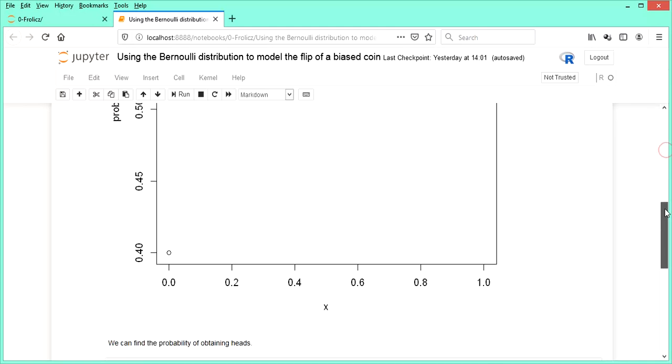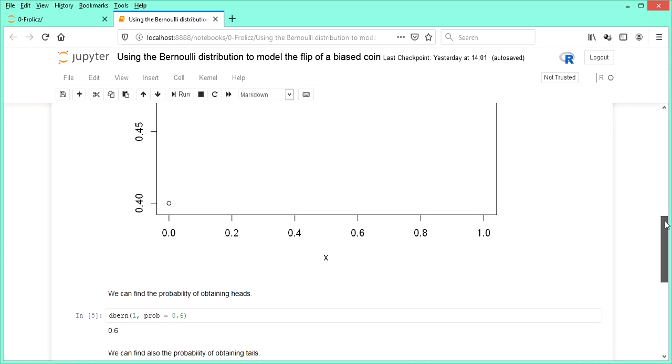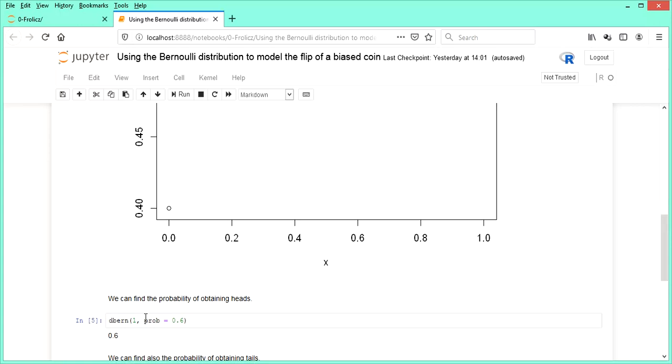So you can find the probability of obtaining a heads using this function called dbern. 1 is the probability of this outcome, a head, representing the head, and we've already said the probability of head is 0.6. So of course, we're not surprised when the answer is 0.6.